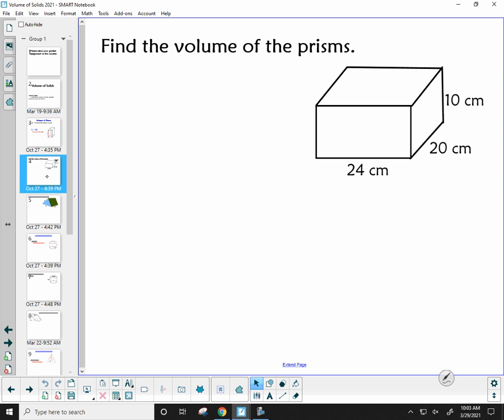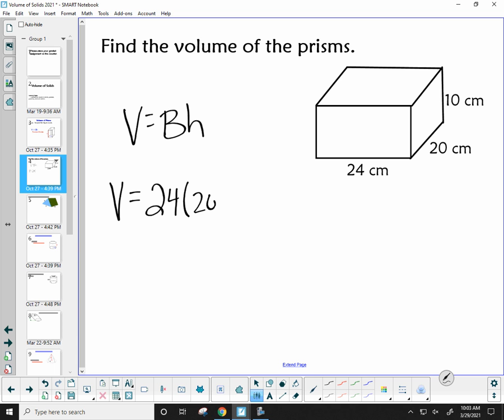So let's go ahead and do this. Volume equals the area of the base times the height. The area of my base this time is a rectangle, so I just do 24 times 20. And then my height is going to be 10. In this case, all those numbers are interchangeable, right? Because multiplication is commutative. All right, so when you multiply it all together, what do you get? 4,800.